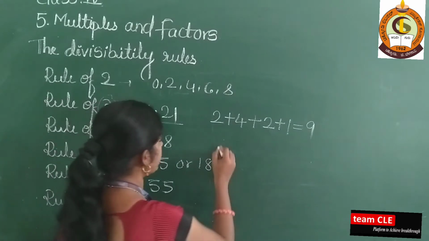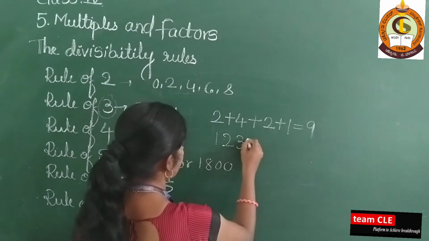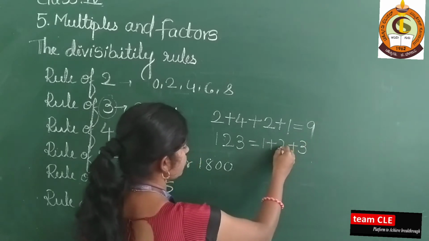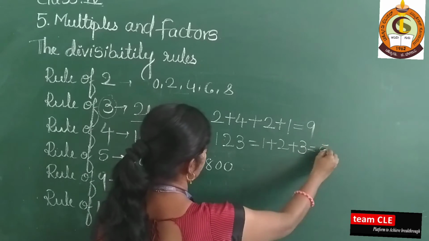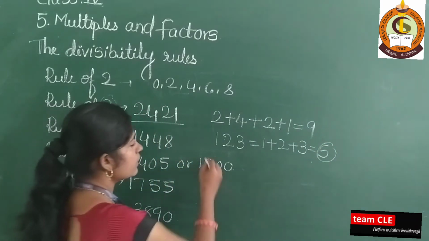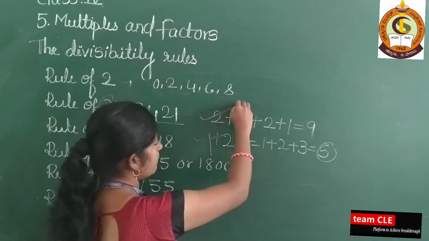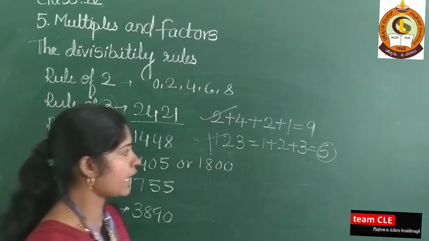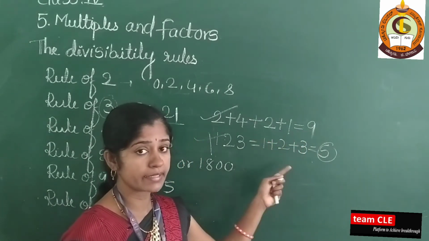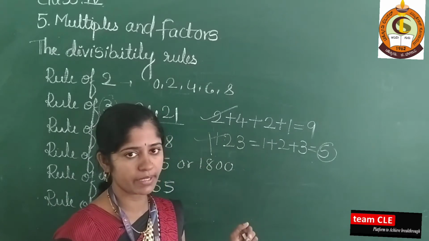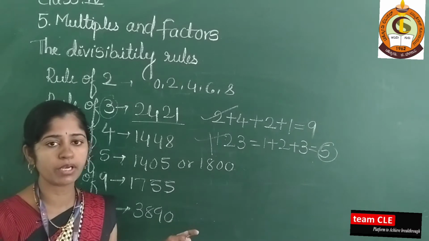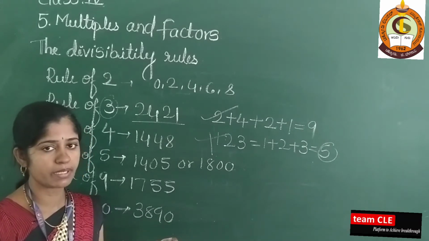For example, I will take 1, 2, 3. See here, 1 plus 2 plus 3. Add this. 3 plus 2 is 5. Is 5 a multiple of 3? No. Then this number is not divisible by 3. If you get the answer 3, 6, 9, 12, 15, 18 like this, then that number is divisible by 3. First you take the example, add it. If you get a multiple of 3, then that number is divisible by 3.